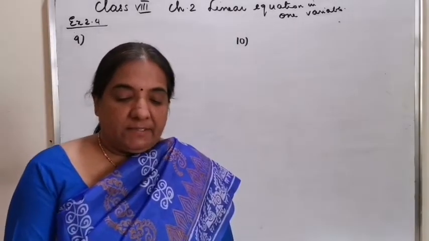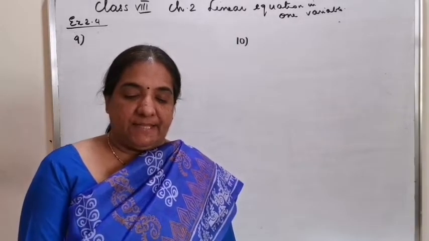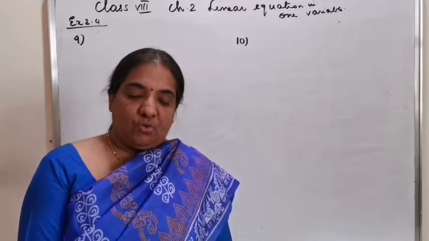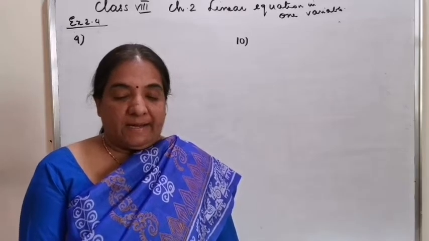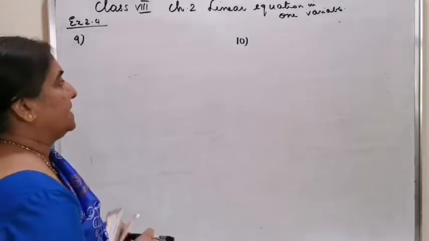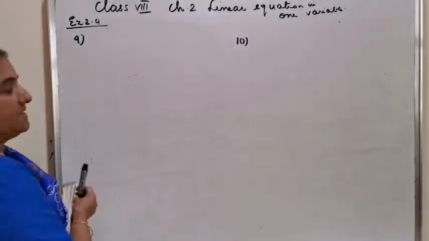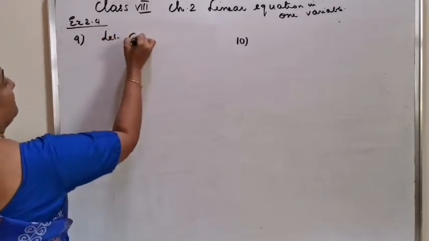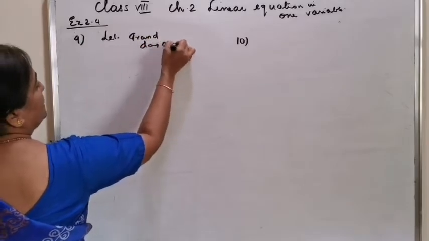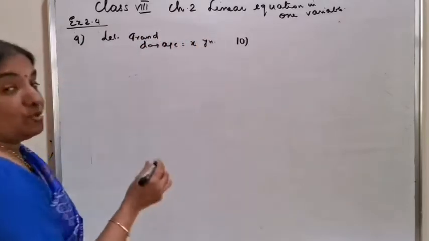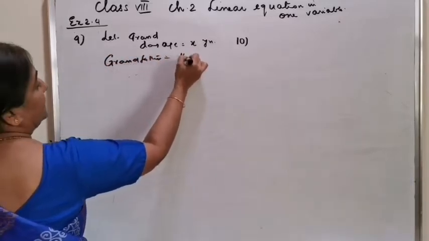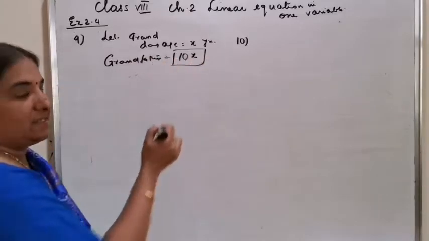Question number 9. A grandfather is 10 times older than his granddaughter. He is also 54 years older than her. Grandfather is 10 times older than his granddaughter. Let's take the granddaughter's age to be x years. So what will be the grandfather's age? The grandfather's age is 10 times, means 10x years.